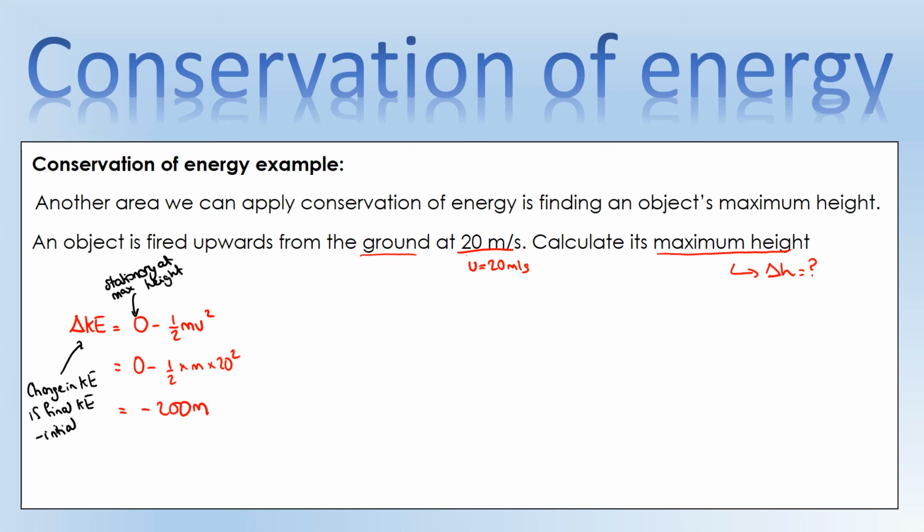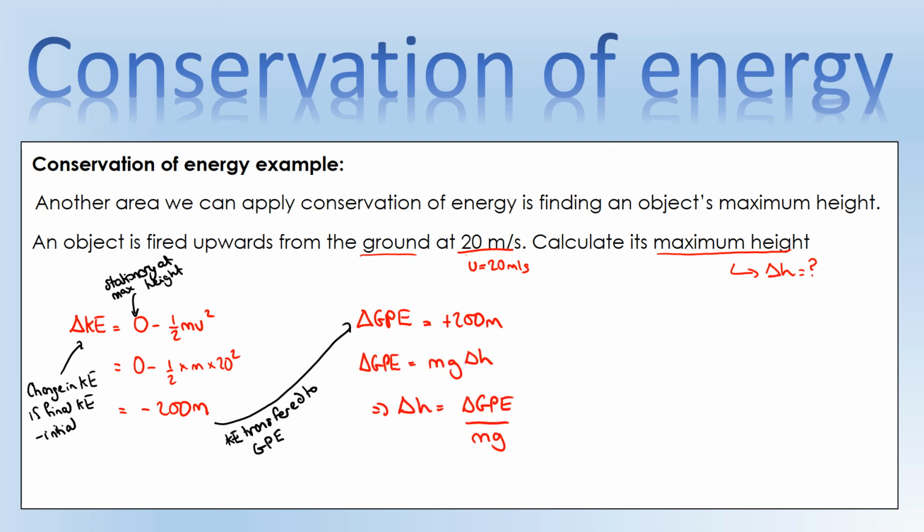The other thing to remember is change in something is final minus initial. So this is final kinetic energy, nothing, minus initial kinetic energy, half m, in this case, u squared, because we've got initial speed squared. So we can see that the change in kinetic energy is going to be minus 200m. Again, we don't know the mass, but it's not going to be important. Okay, so minus 200m. This is being transferred into GP. How do we know that? Because we're applying conservation of energy. So it's lost 200m of kinetic energy, so it's gained 200m of GP.